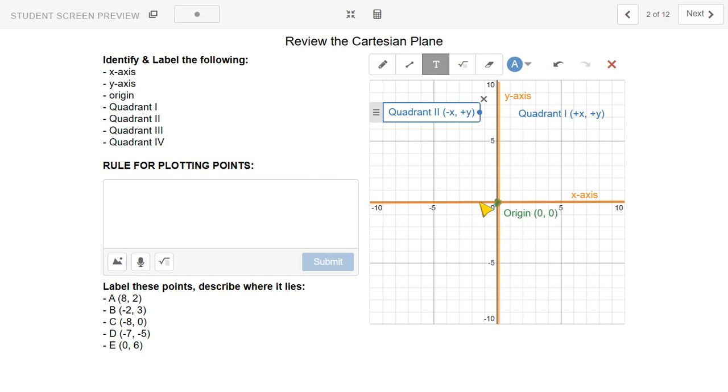Negative x because left of the origin, everything on the x-axis is negative, and we're still on the positive side of the y-axis. Now, once again, going counterclockwise, we now have quadrant 3 here. Quadrant 3, we have negative x values and we also have negative y values. So negative x and negative y.